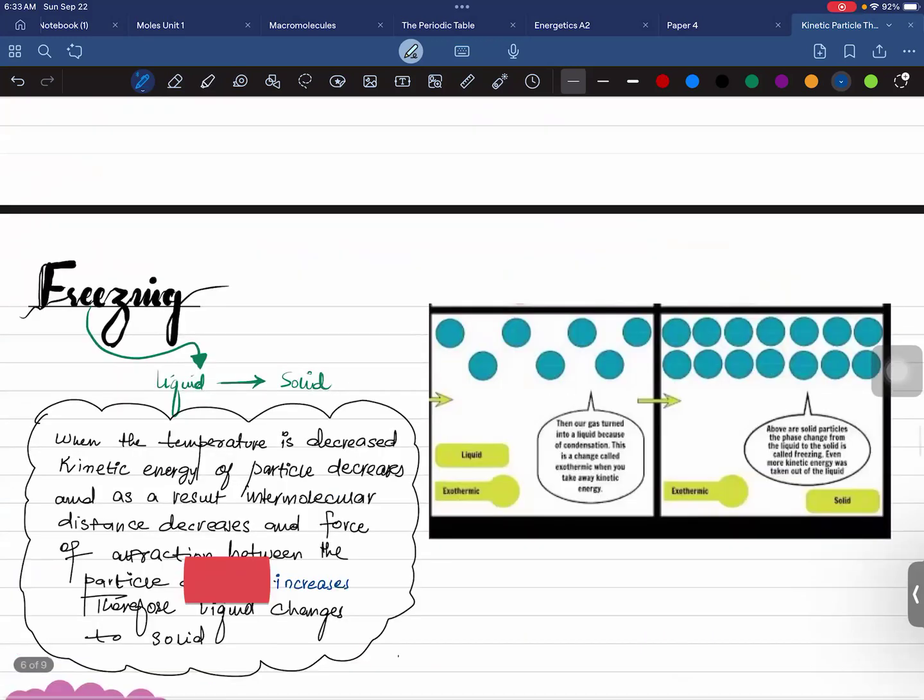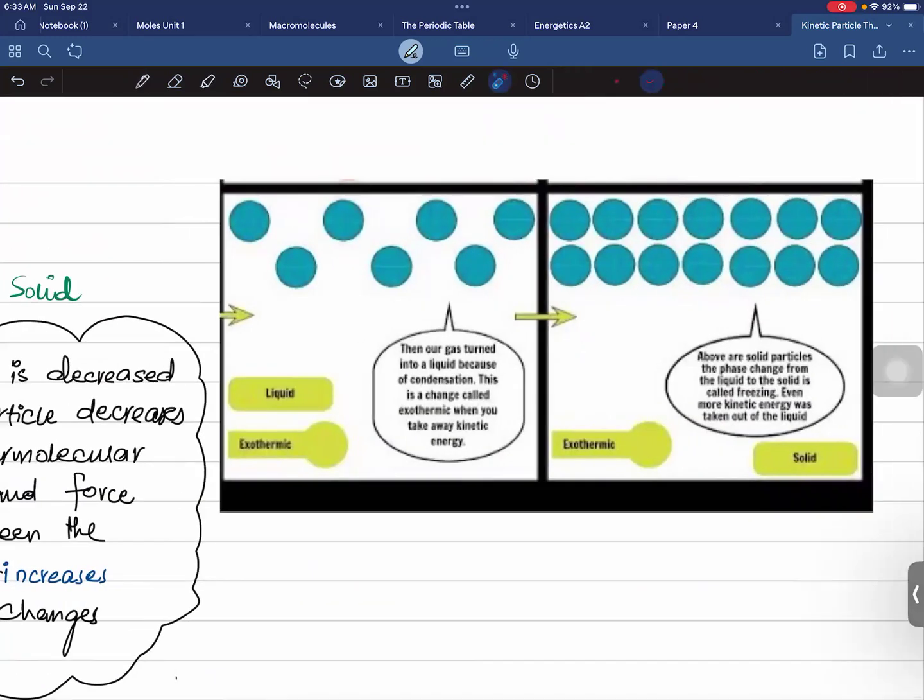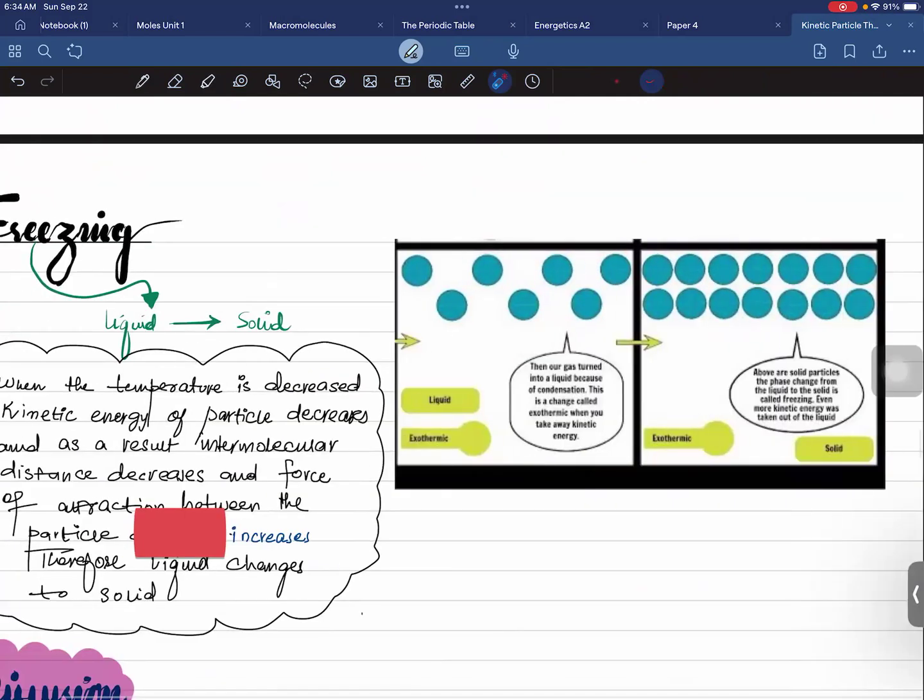As you can see, this was the liquid. The particles were far away from each other. If you lower the temperature, the kinetic energy of these particles would decrease. As a result, they would come close to each other, and when they come close to each other, they would release energy. So we can say that the liquid converted into the solid.